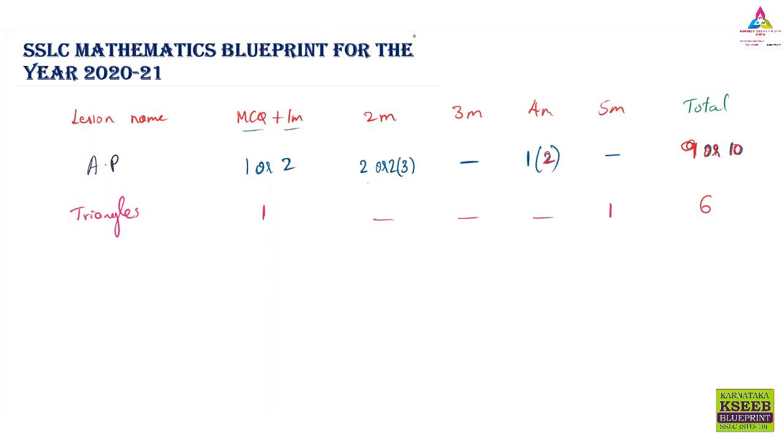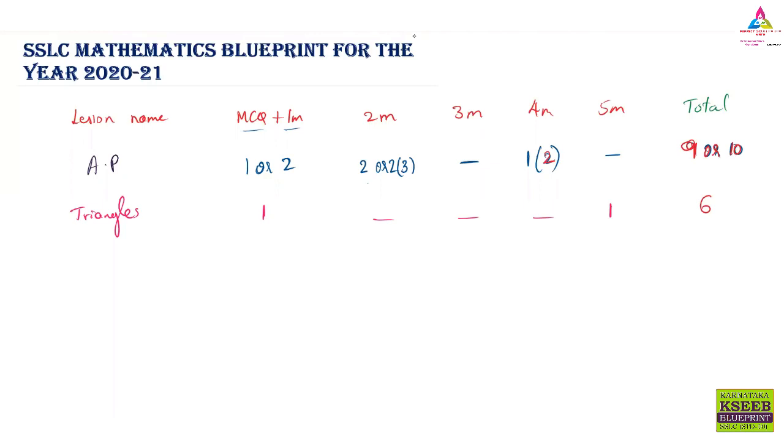That is, state and prove any theorem: Pythagoras, or the converse of Pythagoras, or BPT, which is also called Thales theorem, and the 2.6 theorem also. So totally 6 marks from the triangle. So that is your second lesson in the blueprint.